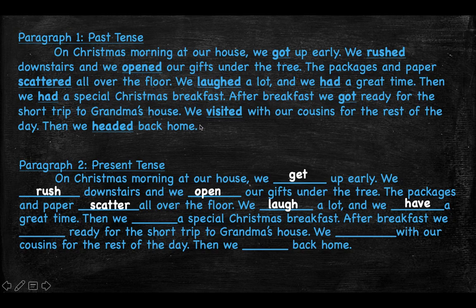Then we had, but instead of had, we just had this one. See what I did there? We need to change that to what? Get ready. Yes, have. Then we have a special Christmas breakfast. After breakfast, we got, again, we've already had this verb, and we already know that the present tense form of got is what? Get ready. Yes, get ready for the short trip to Grandma's house. Next is visited. What do I change visited to make it present tense? Get ready. Yes, we visit with our cousins for the rest of the day.